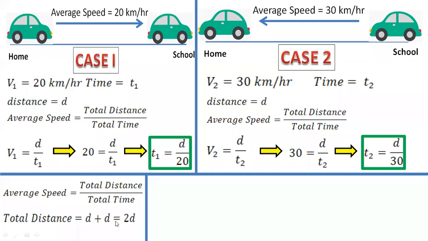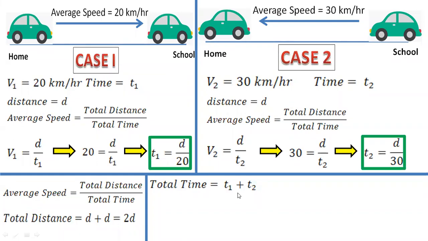Total distance will become d plus d because we are combining both the cases. From home to school the distance is d. From school to home again it is d. So total distance would be d plus d, that is 2d. What about time? Total time is t1 plus t2, meaning time for the first case and time for the second case.